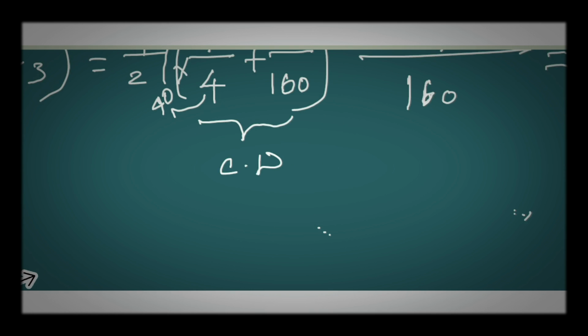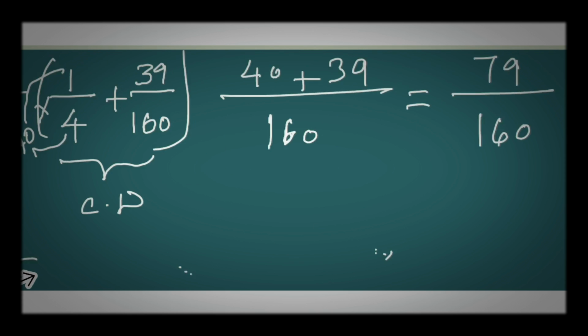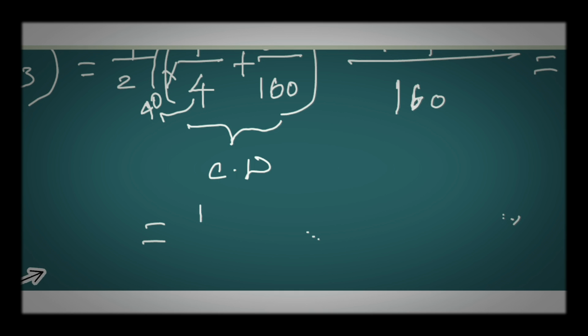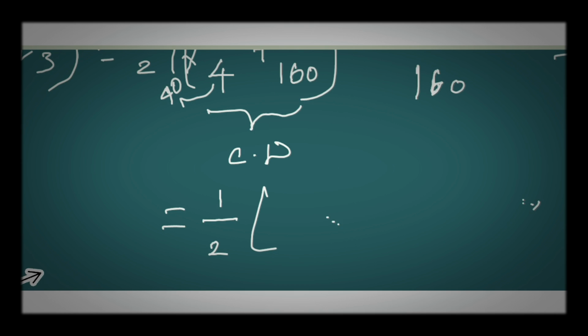So what is the value now? 40 plus 39, add it up. It is 79 divided by 160. And what else is there? Yes, still the outside bracket value, the half, is there. So we need to multiply with 1 by 2. What is the value we just found? It is 79 divided by 160.